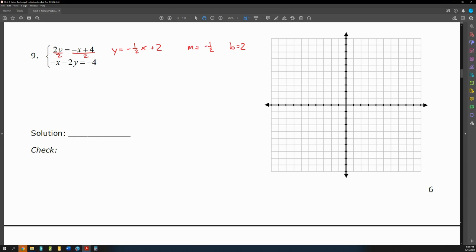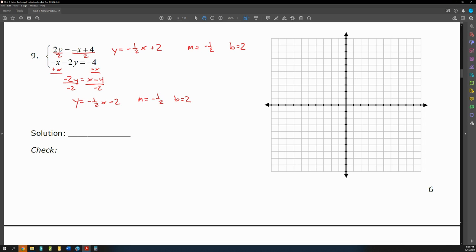For the other line, let's go ahead and put that in slope-intercept form. First, we're going to add x to both sides, and we get -2y is equal to x minus 4. Dividing both sides by -2, we get y is equal to -1/2 x plus 2. So this has a slope of -1/2 and a y-intercept of 2.